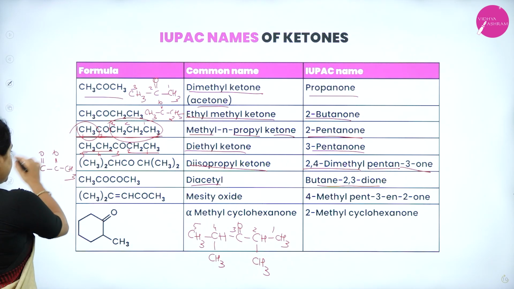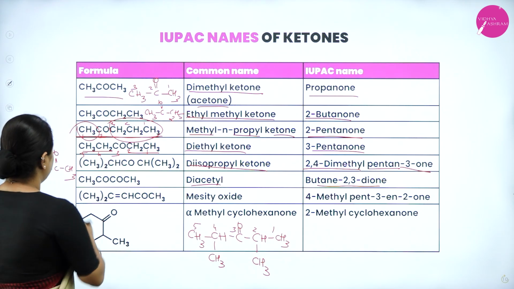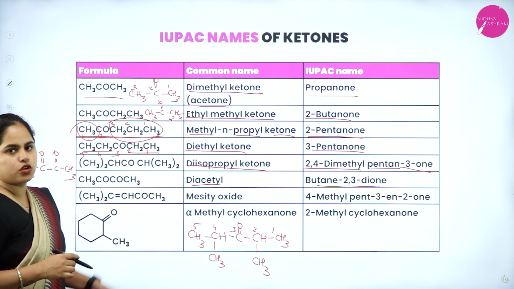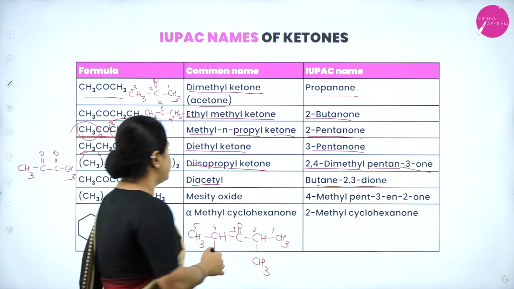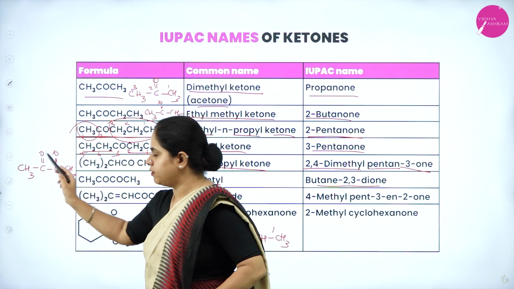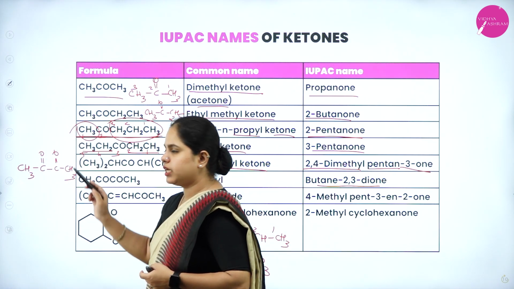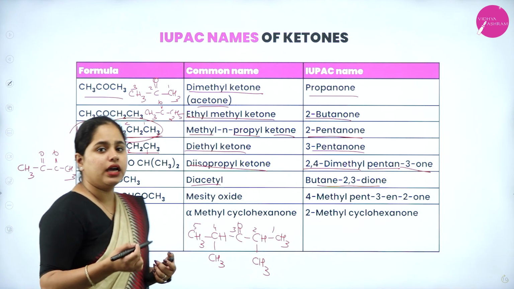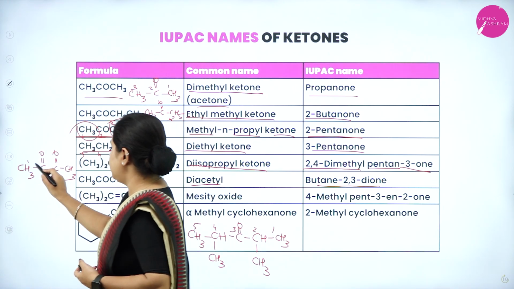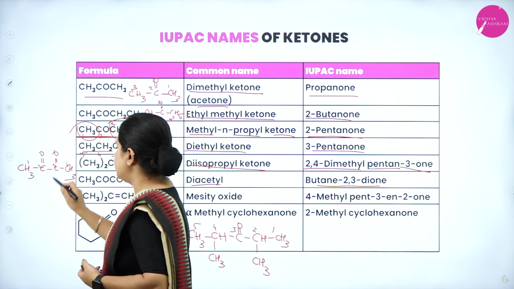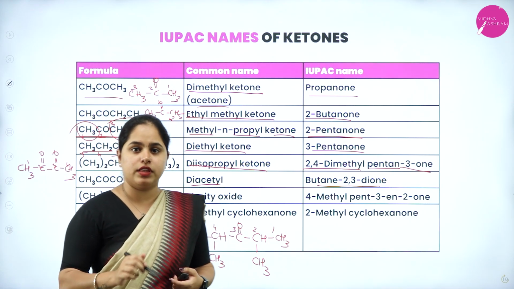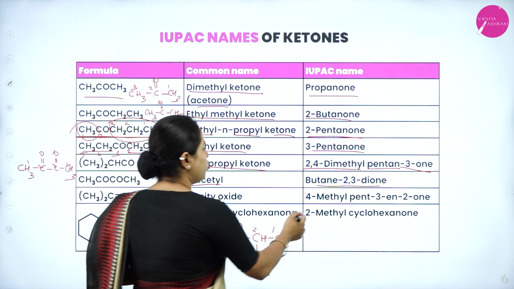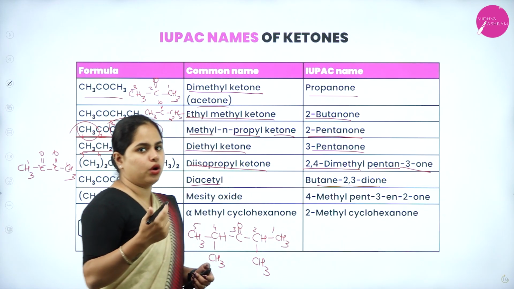See, this is one COCH3 means what? Acetyl group, right? This is another acetyl group. That is why it is called as diacetyl. Clear? See, this is COCH3, which is one acetyl group. COCH3 is another acetyl group. Okay. And the IUPAC name, how do you name it? 1, 2, 3, 4. So on the second and third carbon atom, you are having the ketone. Okay. So it will be butane 2, 3 dione you have to write.